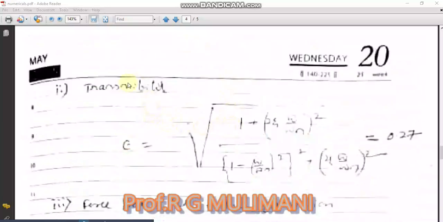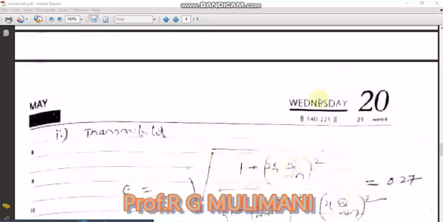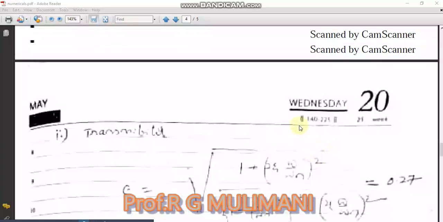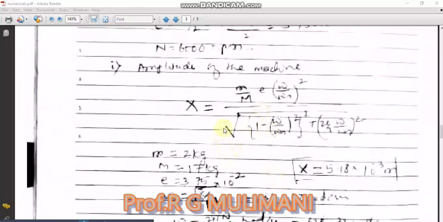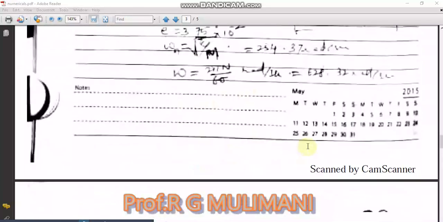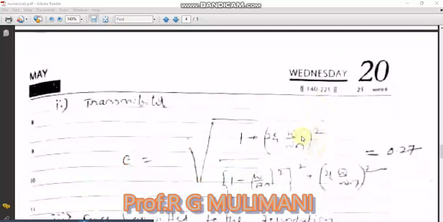Next, second, transmissibility. We already derived the transmissibility equation. Zeta equal to 0.2, omega is calculated by 2 pi n by 60, where n is 6000 rpm. You find omega n equal to square root of k by M. The zeta value is 0.2, given. Substituting all the values, use this equation and find the transmissibility.